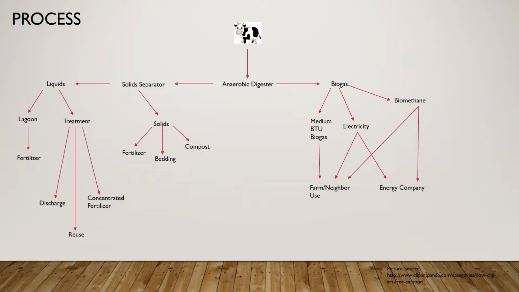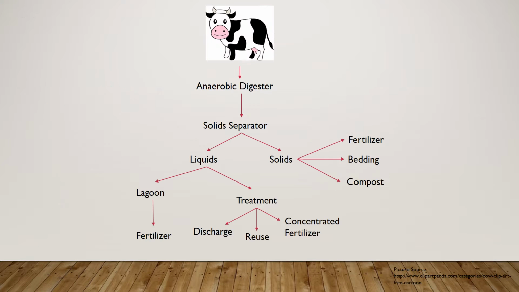The biogas is usually a combination of carbon dioxide and methane. This diagram is an overview of the entire anaerobic digestion process, and I'm going to go through each side of the diagram separately. So I'm going to start with the left side of the diagram.